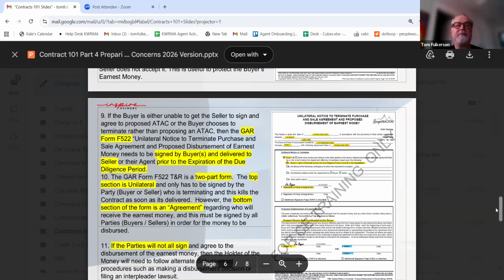The GAR form F522 TNR is a two-part form. The top section is unilateral, and it only has to be signed by the party, either the buyer or the seller, who's terminating, and this kills the contract as soon as it's delivered. However, the bottom section of this form is an agreement, and it's regarding who will receive the earnest money and must be signed by all parties, buyers and sellers, in order for the money to be dispersed.